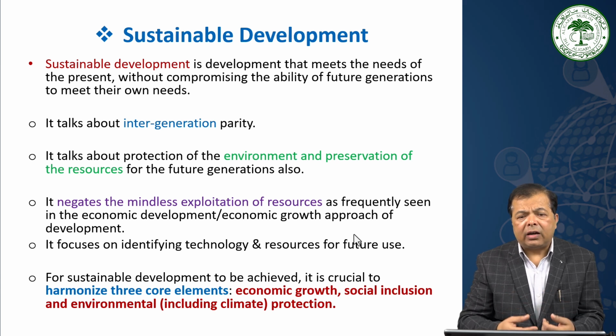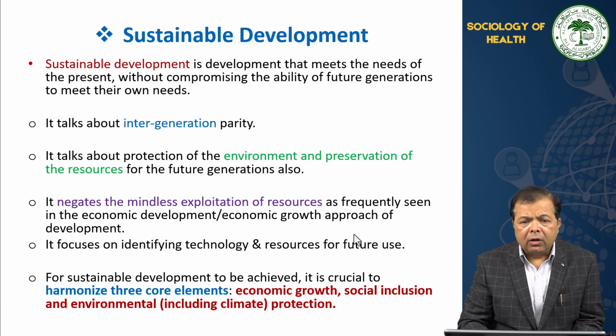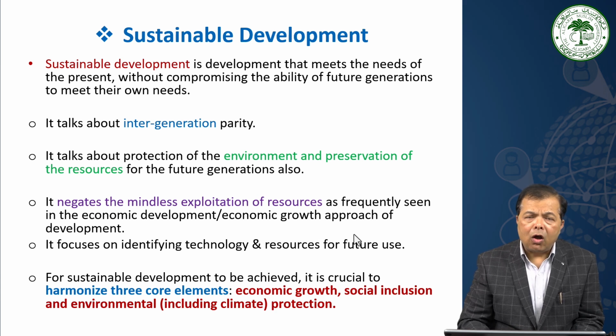So with this kind of understanding, we move to this very important point, that for sustainable development to be achieved, it is crucial to harmonize three core elements, which are economic growth, social inclusion, and environmental protection. Economic growth is important. Along with that, social inclusion is important, and that is why we talked about social development, and we categorically understood that without social inclusion, we cannot achieve any other target, any other goal.